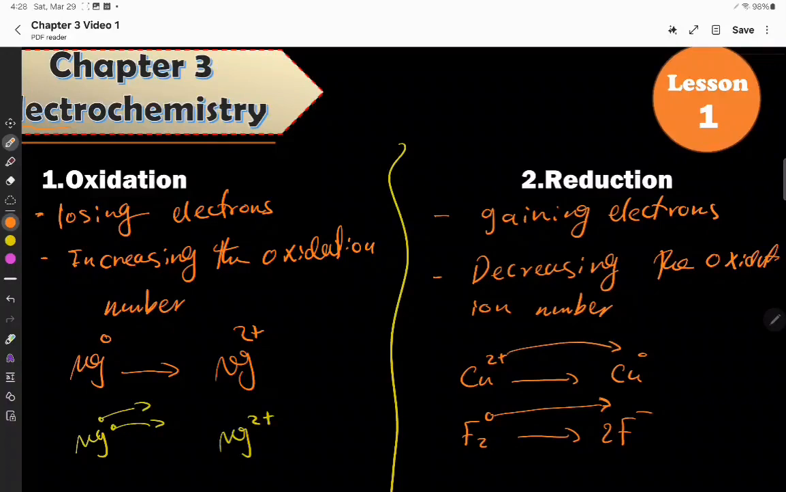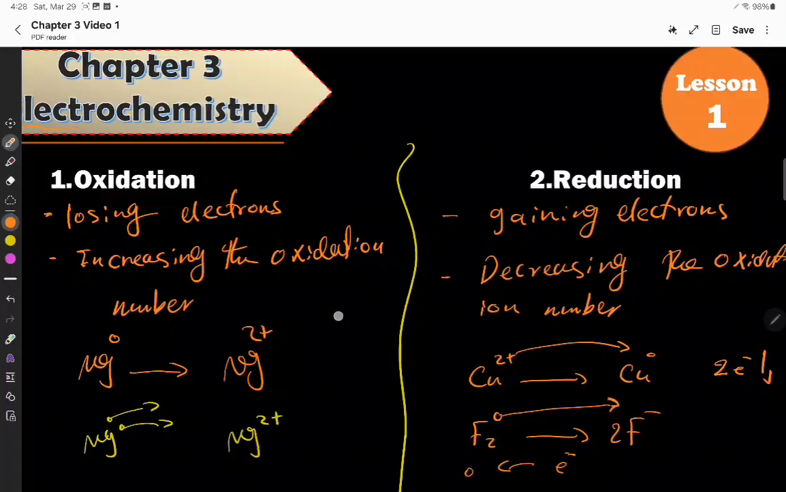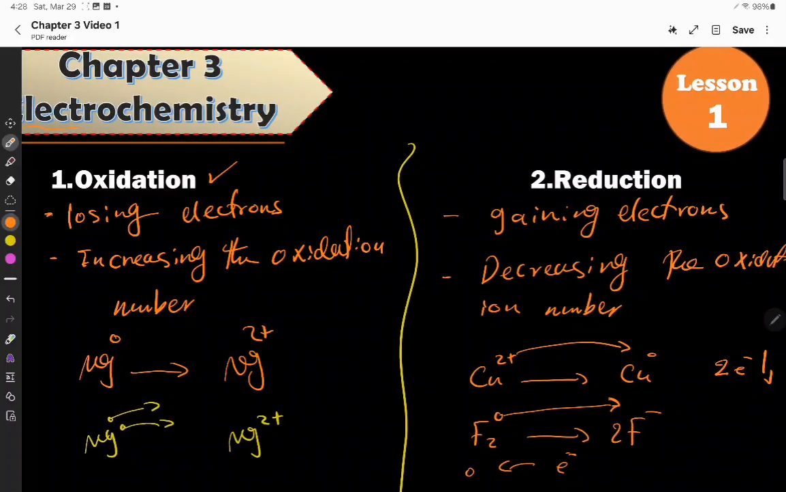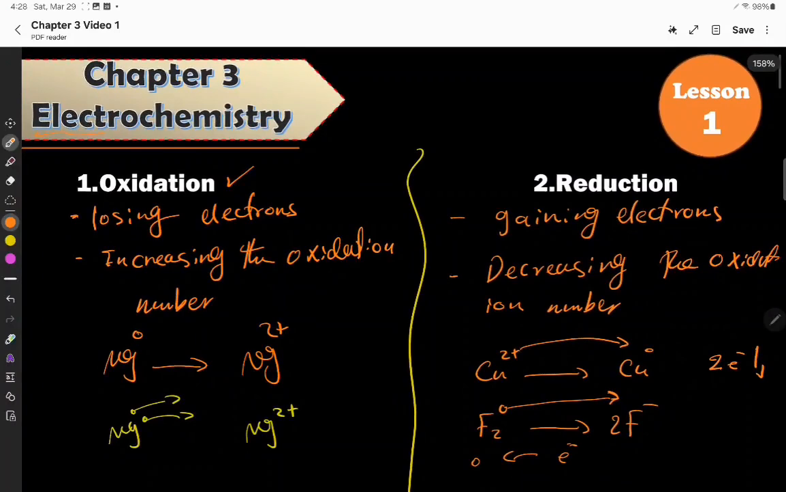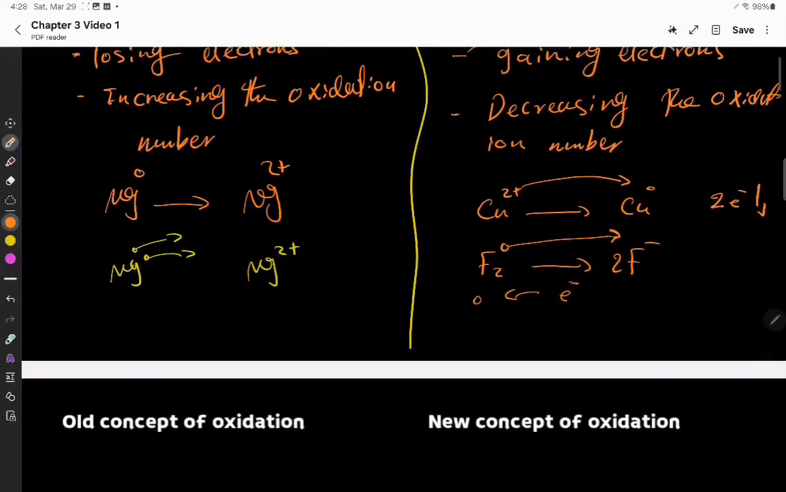What causes this decrease is gaining electrons. When copper 2+ gains 2 electrons, its charge will decrease to 0. If fluorine gains 1 electron, which is negative, the charge of fluorine will be negative. So we call this decreasing in the oxidation state. So this is what oxidation means. It is increasing in the oxidation number, or we can say it is losing electrons, while reduction is gaining electrons, or we can say it is decreasing in the oxidation number.